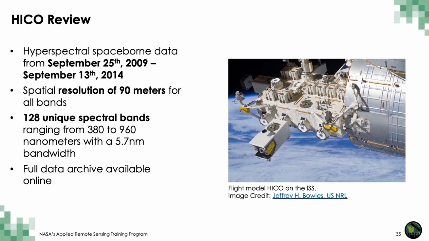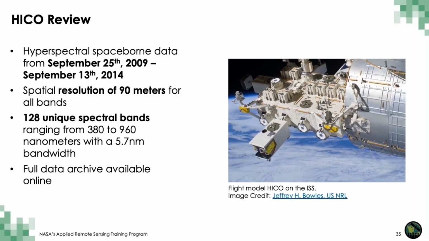In today's demo, we'll be using data from the Hyperspectral Imager for the Coastal Ocean, or HICO mission, that we've talked a little bit about in this session and the first session of our hyperspectral trainings. HICO was mounted on the International Space Station and was the first spaceborne sensor designed to sample the coastal ocean. HICO was in operation from 2009 to 2014, and data were collected over 128 bands ranging from 380 to 960 nanometers with a 5.7 nanometer bandwidth in a variety of oceanic, coastal, and freshwater areas around the world.